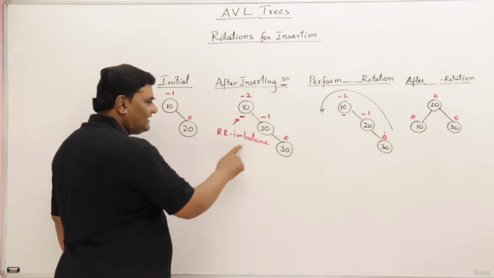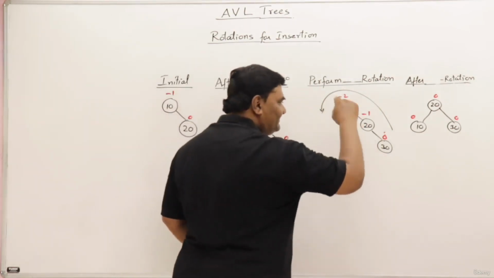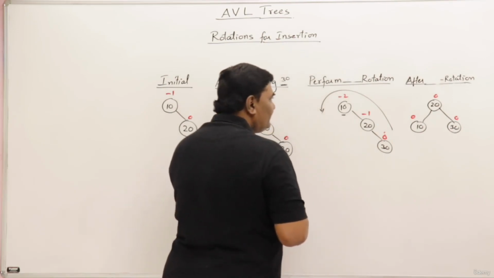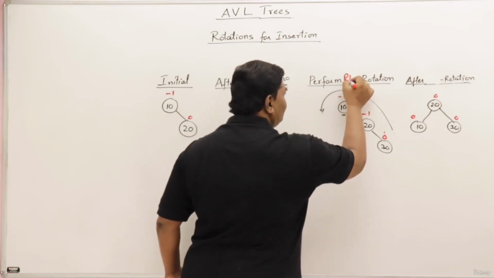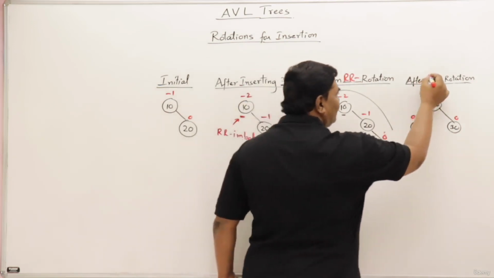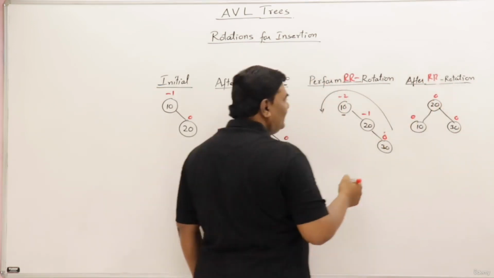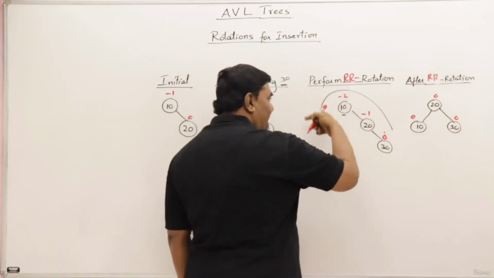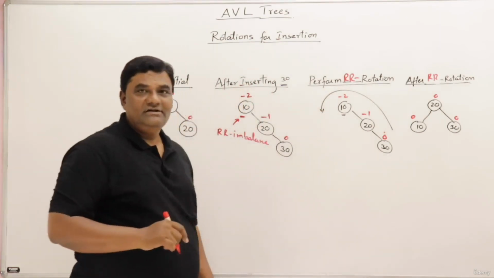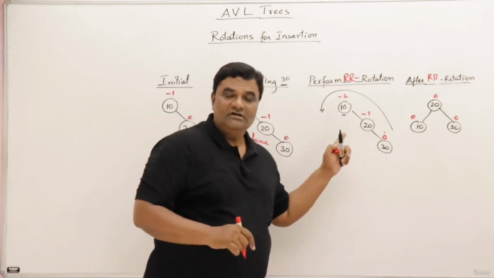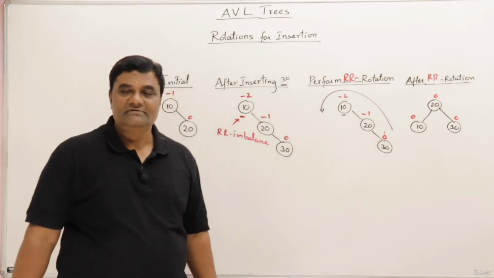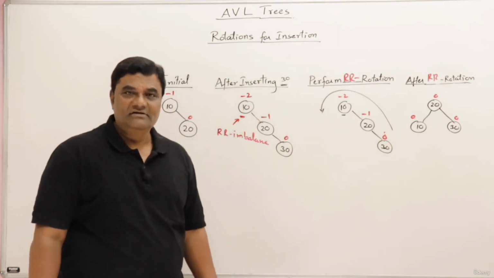Now what should be the name of this rotation? As I said, this is RR imbalance. So let us call this RR rotation only. So this is RR rotation. So this is after RR rotation. If you say no, this is left rotation, okay, you can call it. If you say no, this is counterclockwise rotation, okay, you can call it.